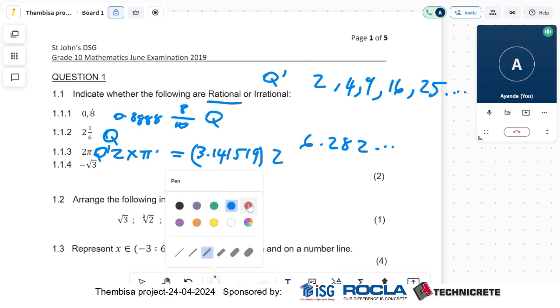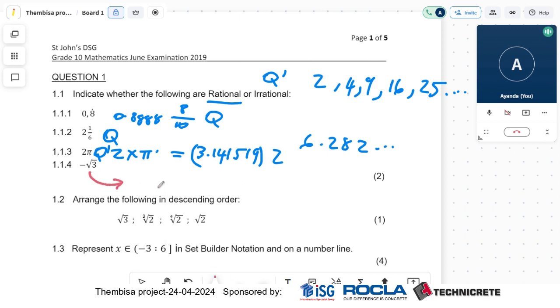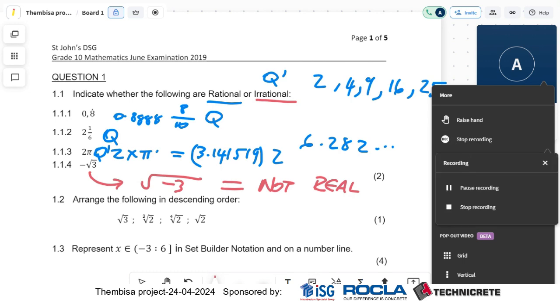Let's take a look quickly at what we'd get if this was the square root of negative 3. We know that we can't get the square root of negative numbers because those numbers are not real. But this is something you need to be aware of. The square root of a negative number is not real, but the negative of a square root gives you an irrational number.